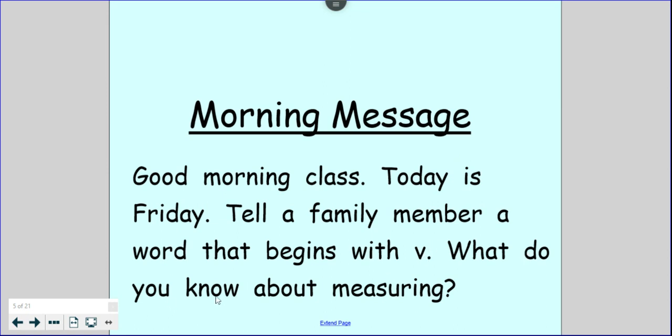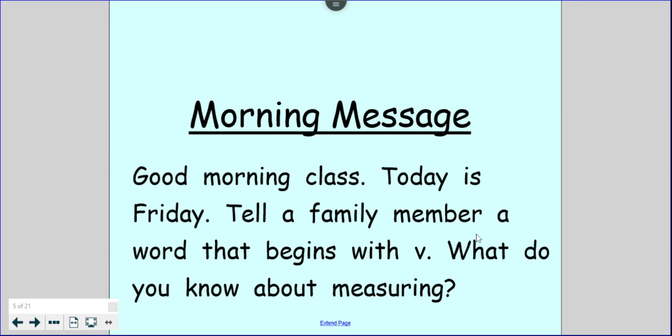What do you know about measuring? So the first question is, do you know a word that begins with the letter V? Let's say the sound for letter V. V, V, V. Since that's our letter of the week, I hope you remember a word that starts with that sound. V, V. I thought of a word. Mine is vet, like I take my dog to the vet when he's sick.